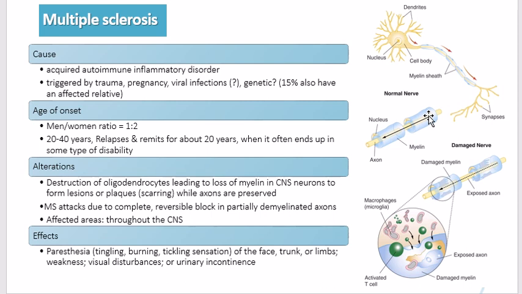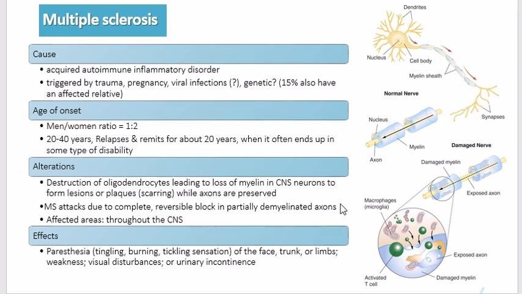And in MS, it is the myelin sheath that is damaged. In particular, though, it's actually damage or destruction of the oligodendrocytes, which produce myelin within our central nervous system. And this ends up leading to the formation of plaques or scarring or lesions. But the axons themselves are preserved. So this is an autoimmune disease that's attacking the myelin sheath by causing destruction of the oligodendrocytes, which form the myelin sheath, but leaving the axon itself spared.